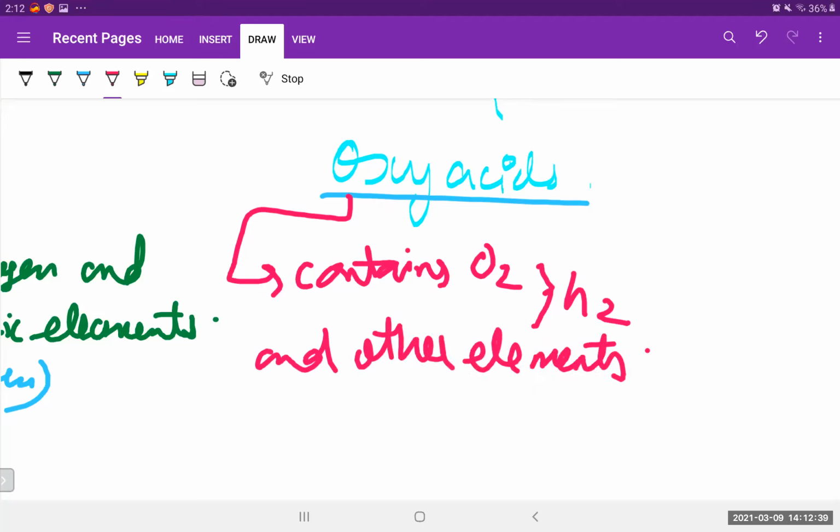Now you all must be thinking, it's having oxygen, so why is it having hydrogen? But in the definition of acid, I've told you that an acid should have a hydrogen atom, isn't it? Hydrogen ion or atom. Yes or no? Is it clear?